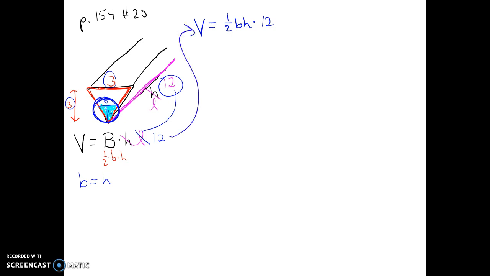And since B is equal to H, then I can replace the B with H, since the question asks about how fast is the height changing. So volume is 1/2 H squared times 12, which would actually just be 6H squared. Now I'll take the derivative with respect to time. And plug in the values.